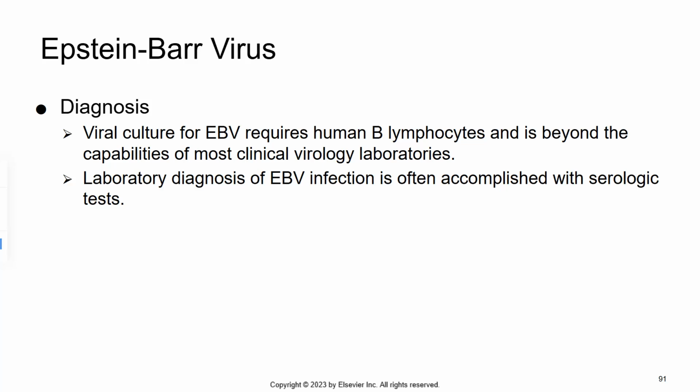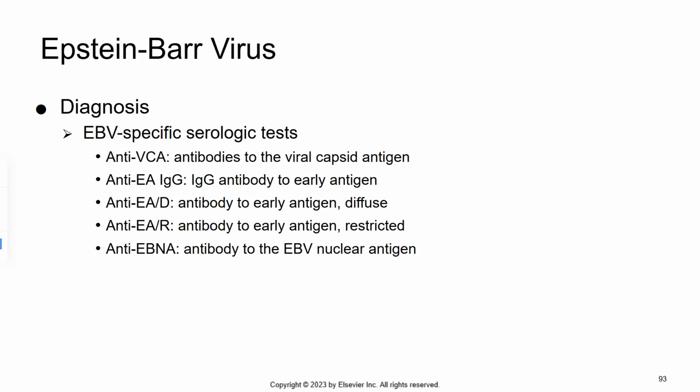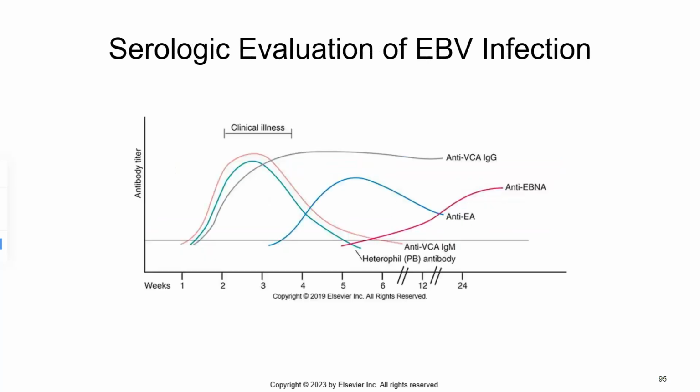Diagnosis: viral culture requires human B lymphocytes, and that's pretty difficult to culture, so it's usually beyond the capabilities of most clinical virology labs. Laboratory diagnosis of EBV is often accomplished with serological tests. Rapid test kits for detecting heterophile antibodies exist. And then there's EBV-specific serological tests. And here's the interpretation. And serological evaluation of Epstein-Barr virus infection is depicted here.